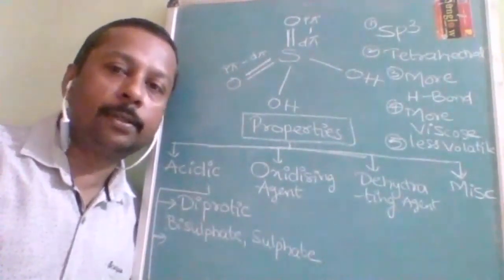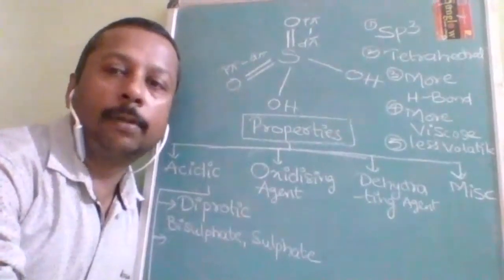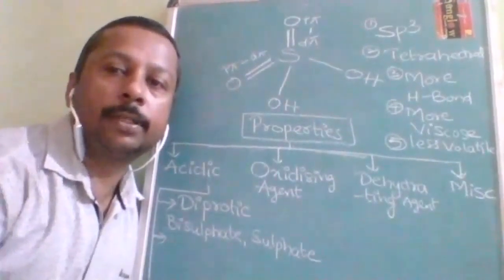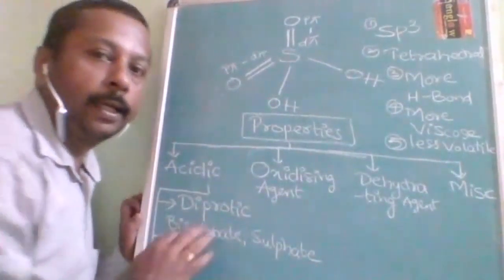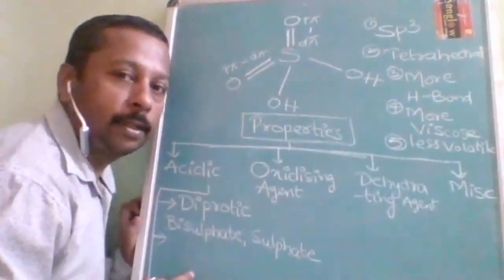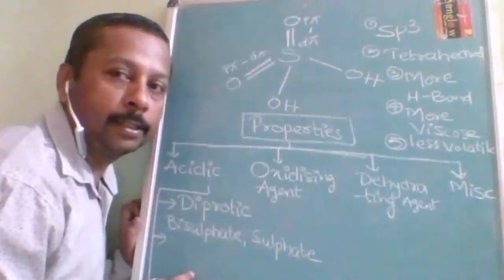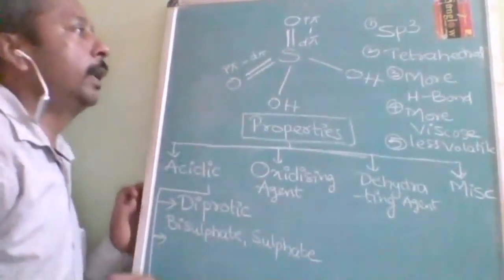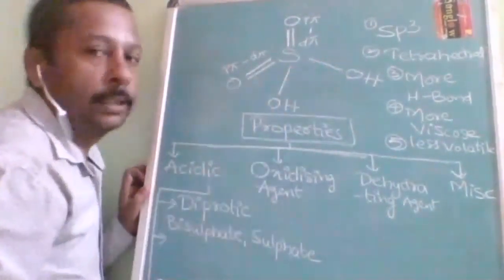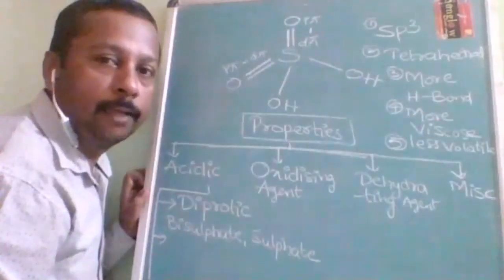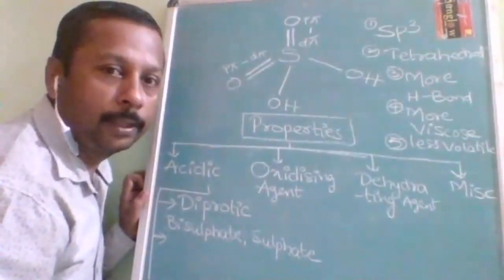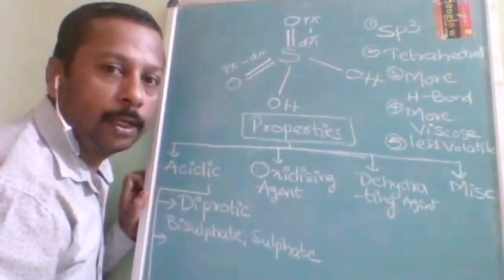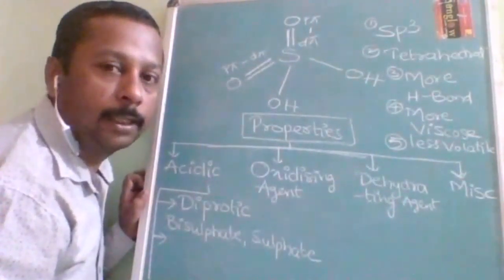The last topic of that lecture was the structure of sulfuric acid. Just for revision's sake, I am explaining the structure of sulfuric acid again, point-wise. Sulfuric acid contains a total of 6 bonds. In sulfuric acid, sulfur forms how many bonds? 6 bonds. Out of the 6 bonds, 2 are pi bonds and 4 are sigma bonds.